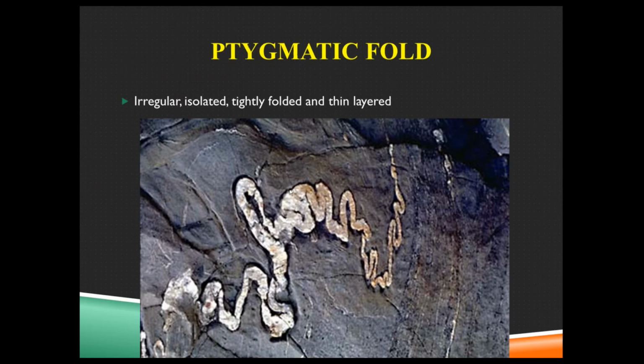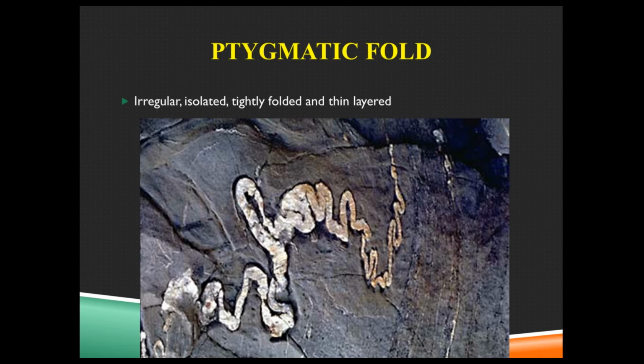Ptygmatic. The P is silent, so tigmatic. Tigmatic folds are irregular, they're isolated, tightly folded, and thin layered. So four things that make it a tigmatic fold. So they're thinner than everything else nearby. They're isolated, so it's pretty much the only layer like that nearby. Nearby being a relative term.